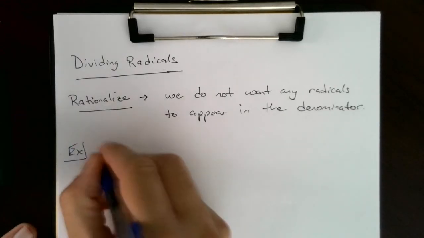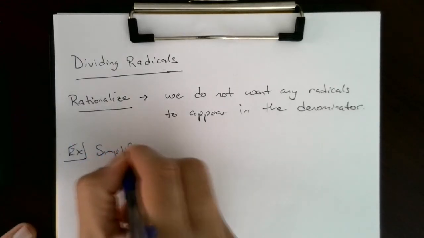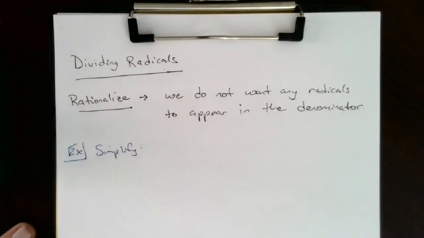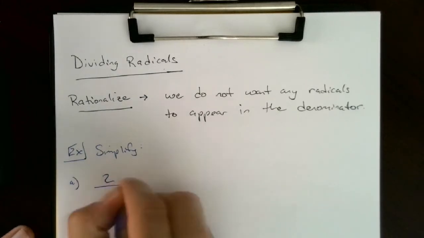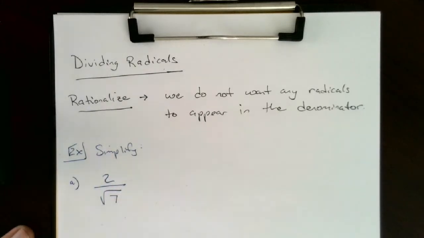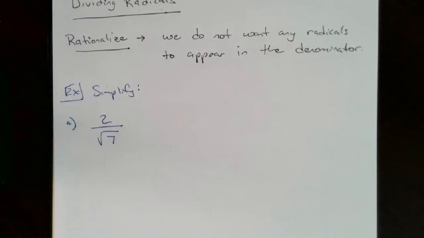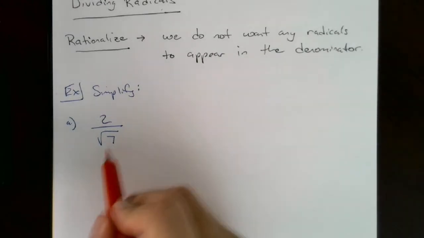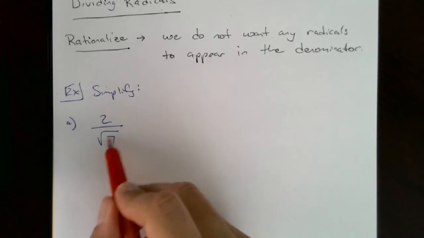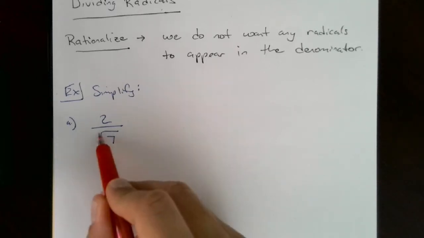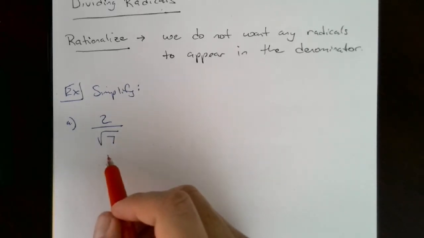So in this example, if I said to simplify, and we'll start with a fairly basic one. We'll say if I have 2 over the square root of 7. So the issue here is the square root of 7 in the denominator. We can't have a square root down there. Now the idea is that you want to multiply the denominator by something to force the inside to become a perfect power of the index. So that's kind of a general way of saying it.